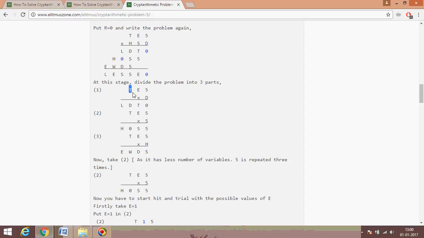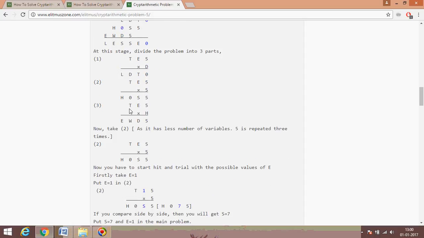Okay, so in this case you can see that it has 5 variables: T, E, A, L, D, T, R. In this case you have 1, 2, 3, 4 variables only. In this case also you can see that you have T, E, S and 4 zeros. And in this case you have T, E, T, E, H, 3 variables, 4, 5, 6. So in this case you have 6 variables, in this case you have 4 variables, and in this case also you have 4 variables.